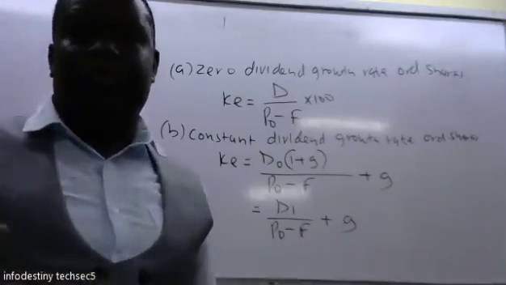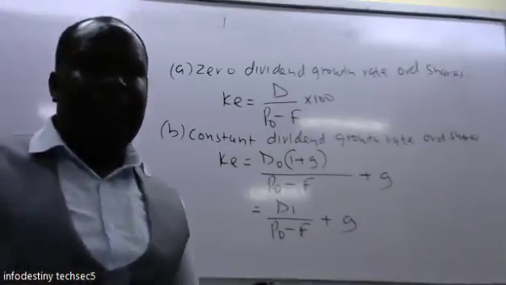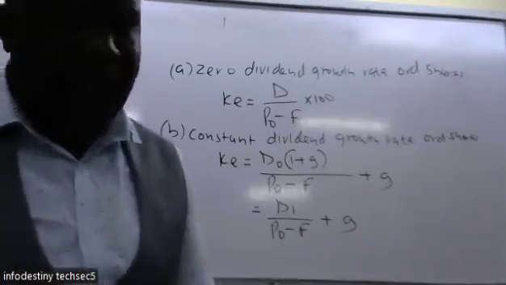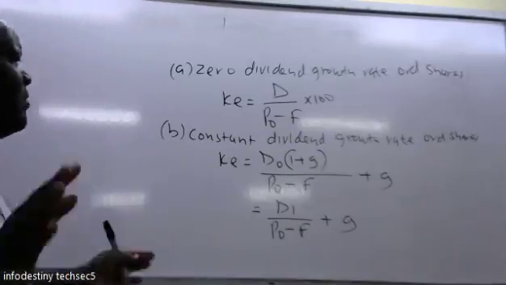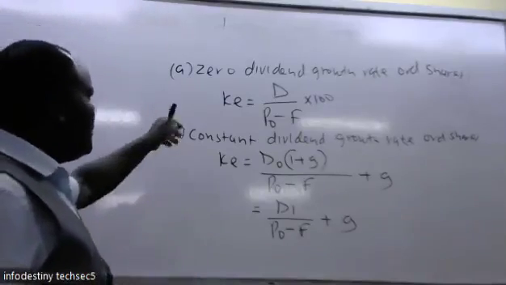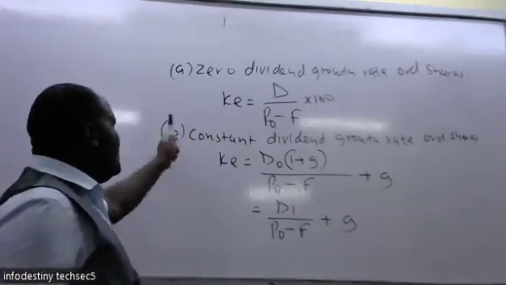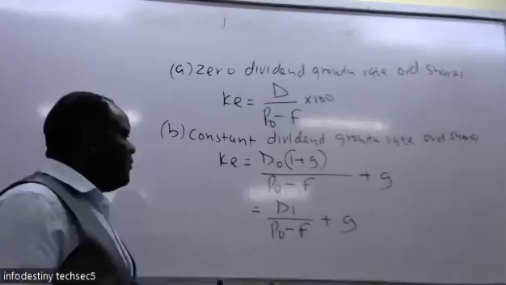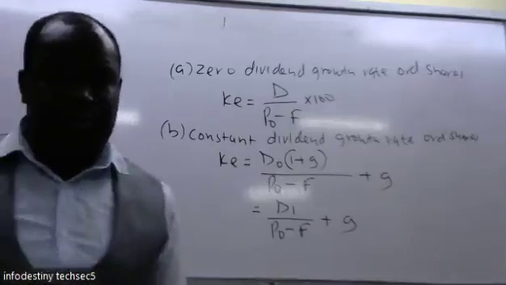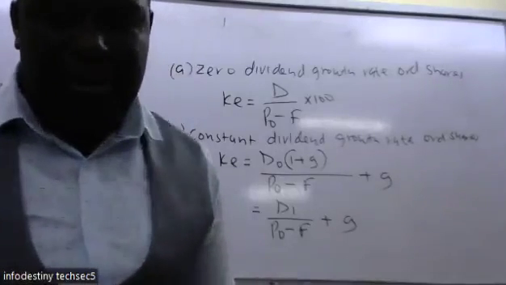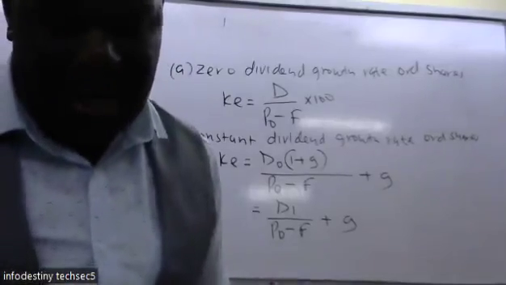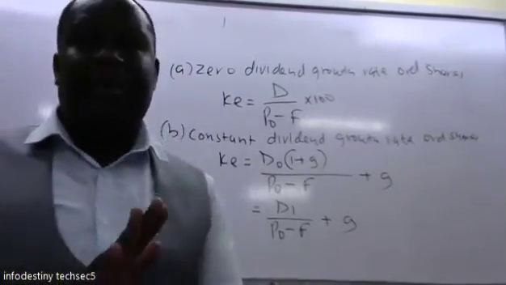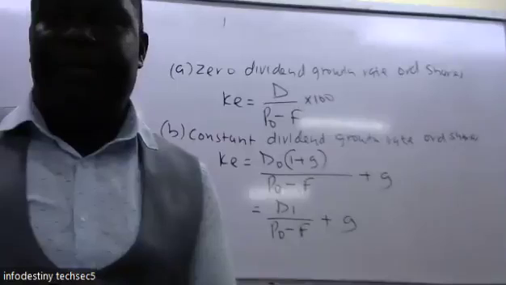We should now be able to understand how to convert them in order to get the cost of the ordinary share. So now I'm only showing you how to calculate the cost of the ordinary share, in case it is a constant dividend growth rate ordinary share or a zero dividend growth rate ordinary share. So that was now about number 1, ordinary share capital.